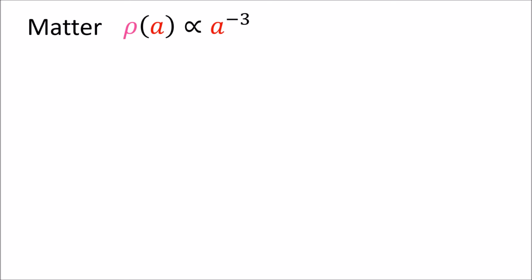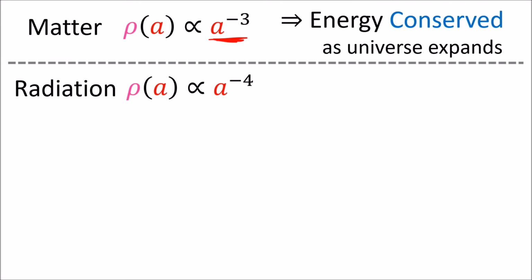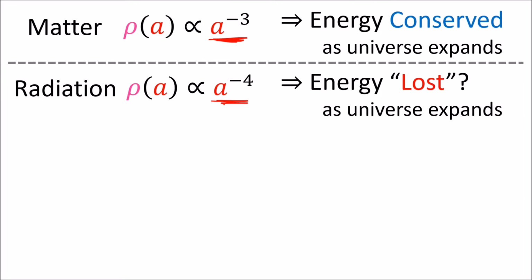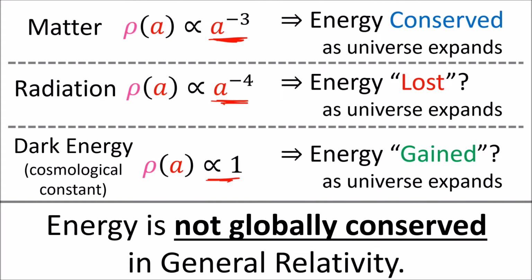Now, for matter, since energy density is proportional to the inverse cube of a, the total mass energy is conserved as the universe expands. But with radiation, we actually lose energy in the cosmic rest frame as space expands. And for dark energy, we gain energy as space expands. Energy is not globally conserved in general relativity.